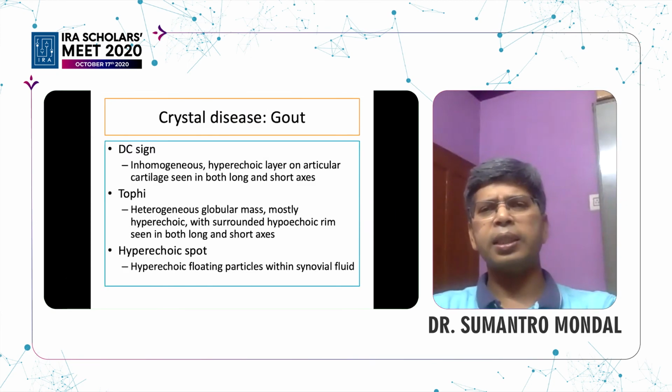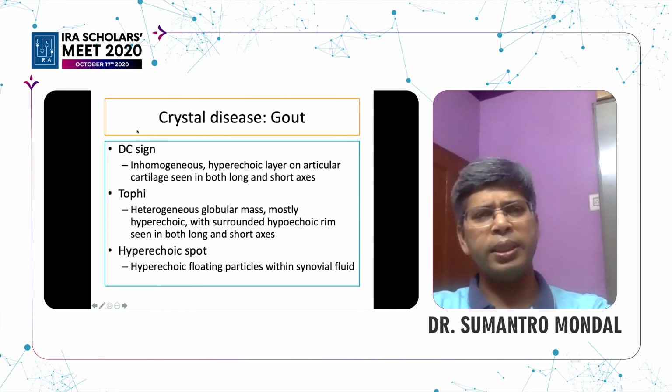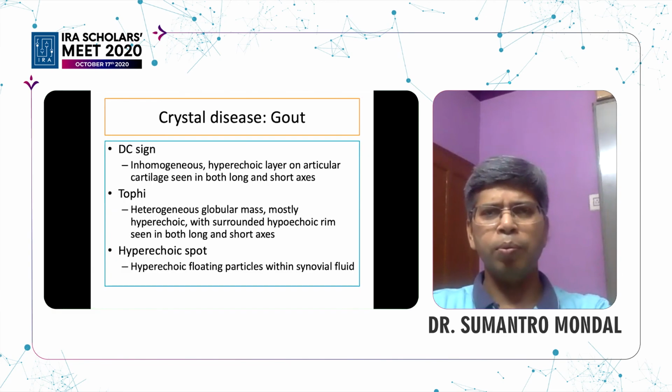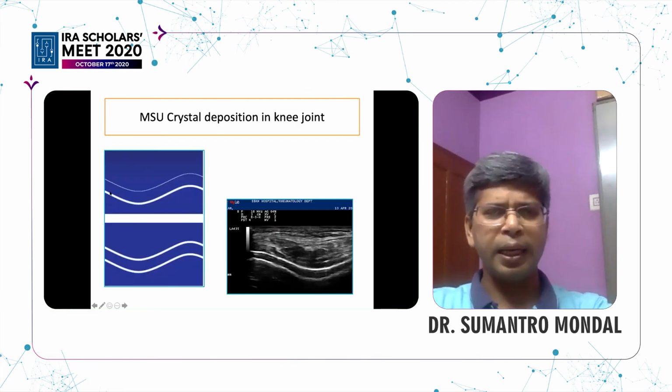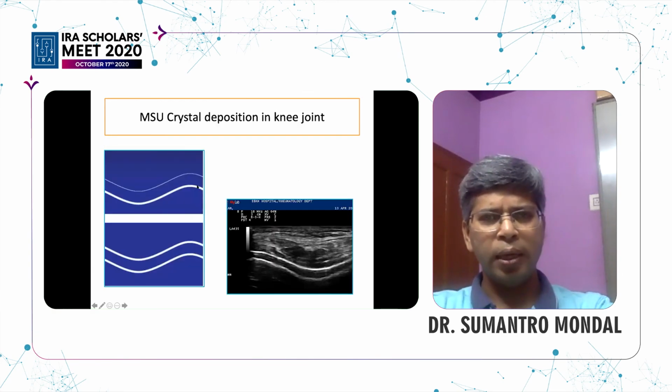Crystal arthritis: you all know that you can look for the double contour sign, and you can look for hyperechoic spots for gout. I will show you by picture. This is a schematic diagram. The normal femoral trochlear condyle, and then the cartilage; on top of the cartilage you get a thin line. But when you get uric acid deposition, the line becomes as thick as the cortex.